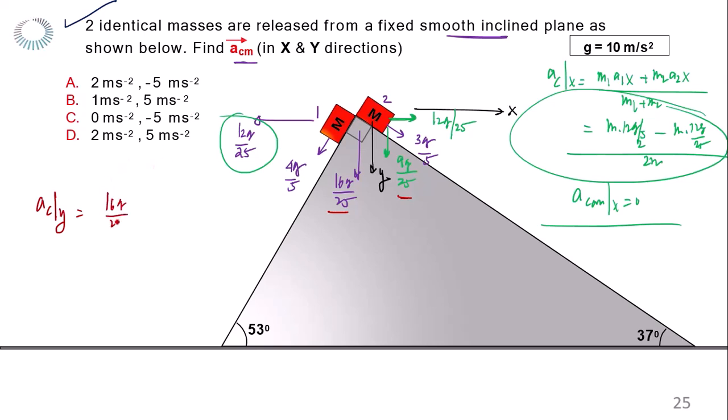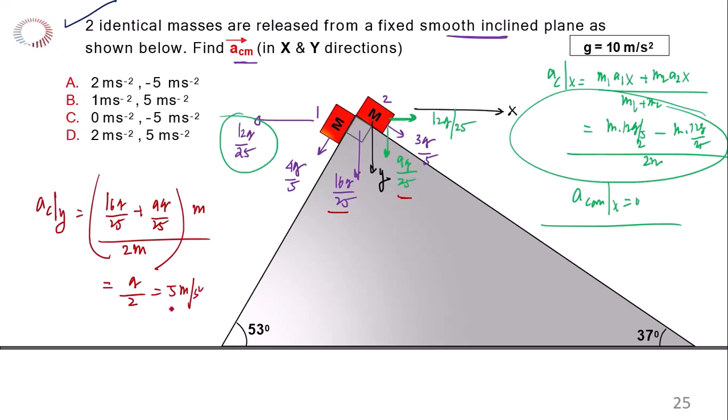16g by 25 plus 9g by 25, whole divided by 2. Why 2? Because the mass is 2m, and in the numerator, one m is there. So ultimately what I am getting is g by 2, 5 meter per second squared, and it is coming downward. Why? Because I am taking y as positive downward.